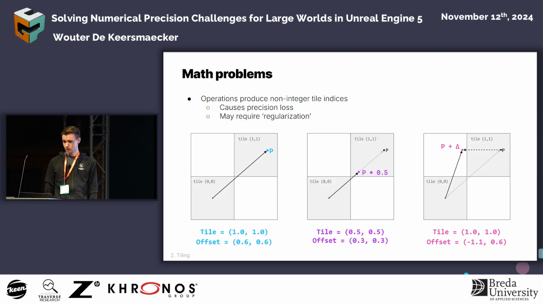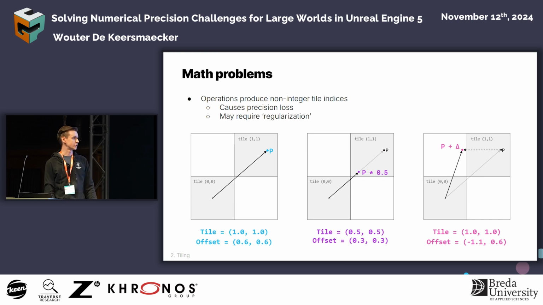I lied to you earlier, unfortunately, because the math operations that I described as element-wise are kind of nonsense if you think about it. For example, here I have a vector p, and in the middle I scale that vector by multiplying it by 0.5. It's clearly still in tile 1, 1. However, the coordinate now reports that it is on tile 0.5, 0.5. That clearly doesn't work if you try to generalize this.